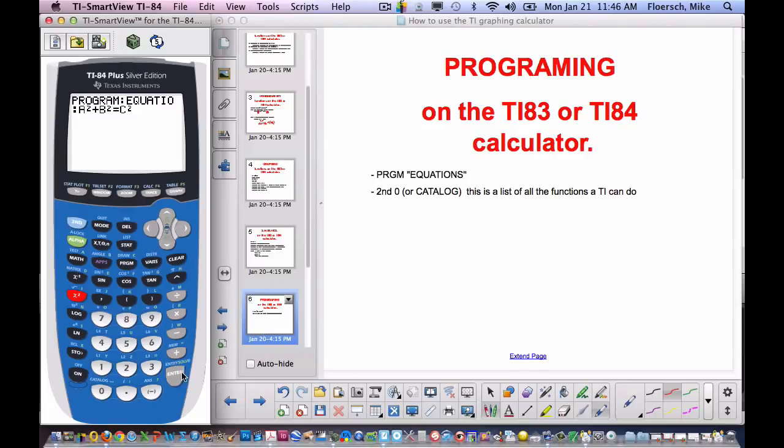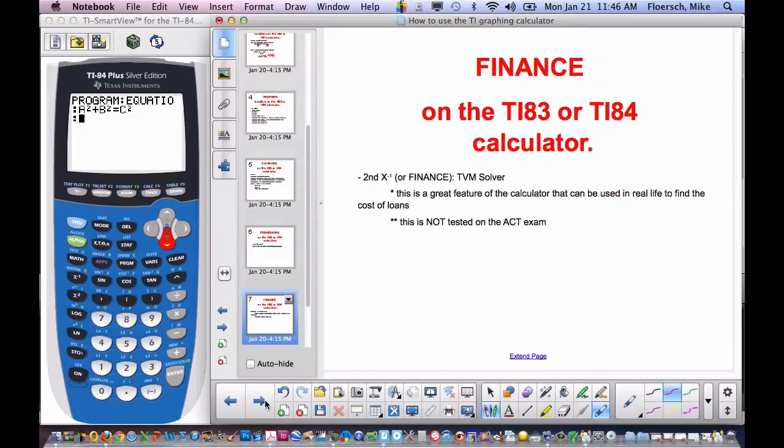Now you can hit enter, and then on the next line you can put another formula. When you're done, you just hit second quit. Go back, hit program, there's equatio, I hit number 1, or I go over to edit, number 1, and now you can see your list of equations, or you can go ahead and enter more if you need to at some point. That's programming on the TI83 or 84. They do not make you clear out your calculator. Use that to your advantage if you want.